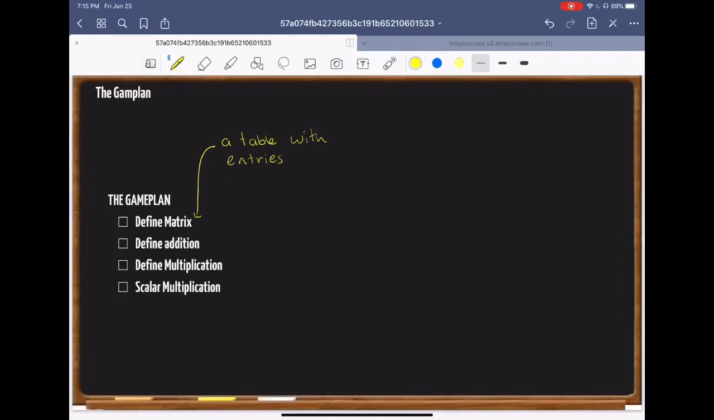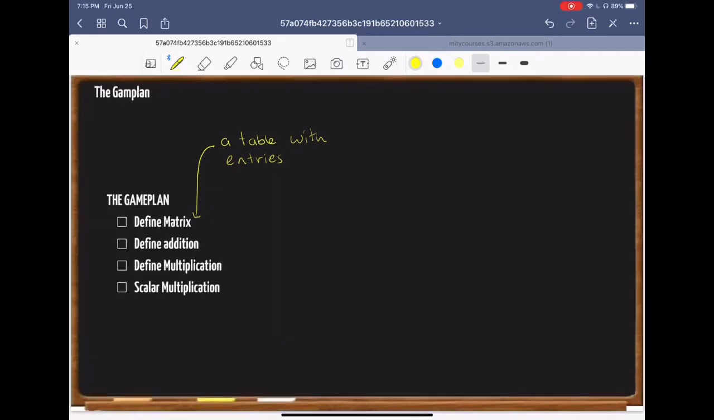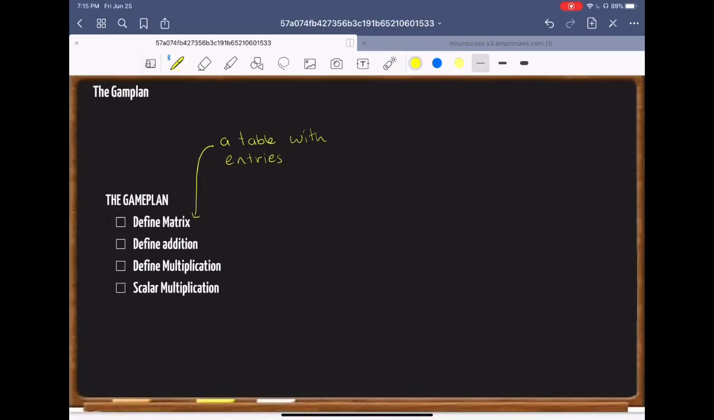They don't always have to be numbers. They could be functions. They could be matrices. They could be cats and dogs. They could be anything. The big defining feature is the fact that it's a table, meaning that it has a certain number of rows and a certain number of columns, and the entries are lined up as they would in a table.